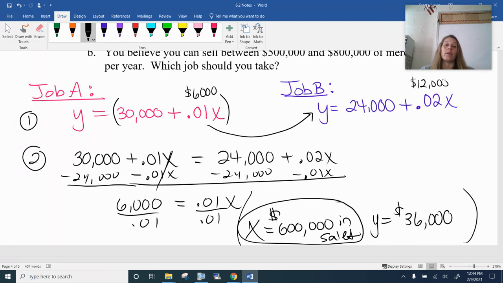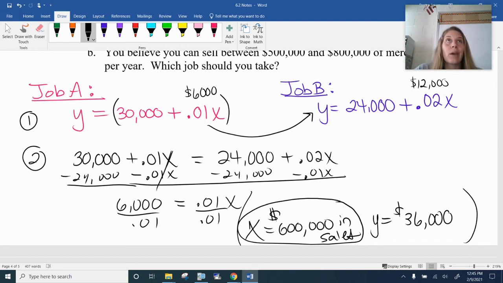So that means if you take job A and you sell $600,000 worth of material, whatever that is that you're selling, you'll make your $6,000 commission, you'll make $36,000. If you take job B, even though you're only making $24,000 base salary, if you have $600,000 in sales, you're going to make $12,000 of that, and again, you'll still have $36,000 as your total salary. So what does this mean? Well, what's going to matter here is how hard is it going to be for you to sell $600,000 worth of product? Depends what your product is, right?